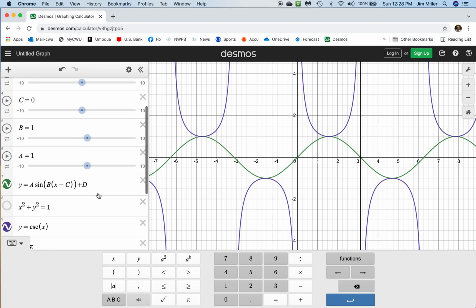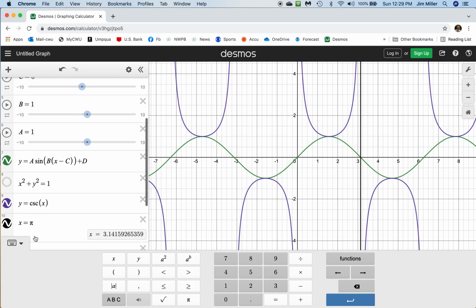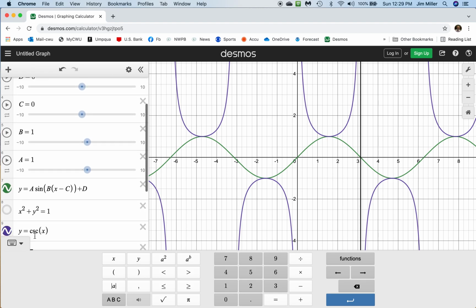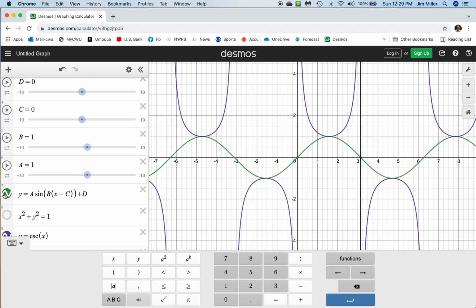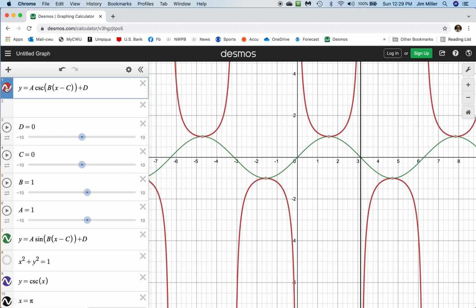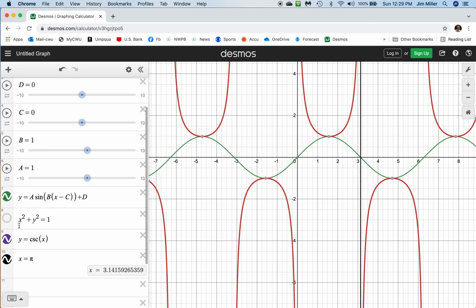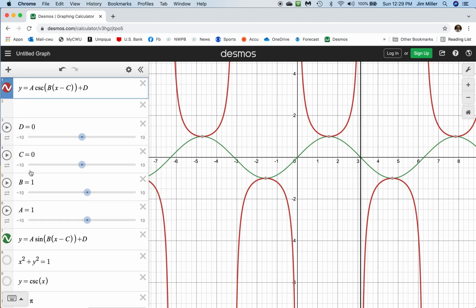Is that right? Yes. I want you to look at the sine curve, the green one, and the red one. Now the purple is the normal cosecant, so I'm going to turn it off. So we're comparing the cosecant to the sine curve. And I always tell the students if they ever have to graph a cosecant, draw the sine curve first. And I hope you see why here.